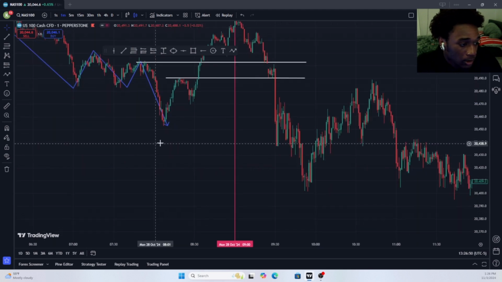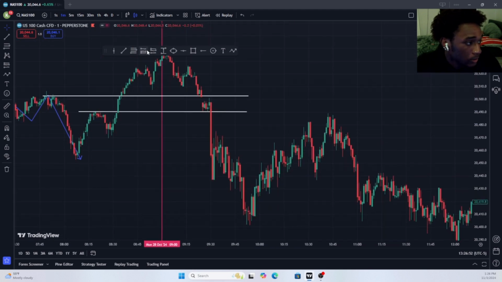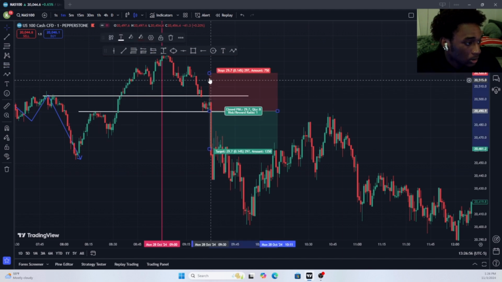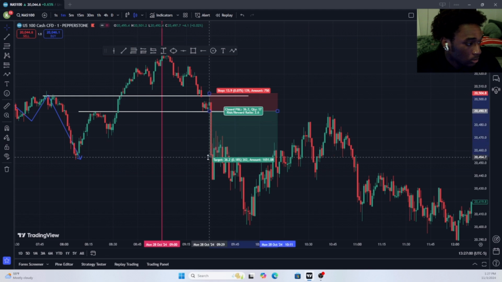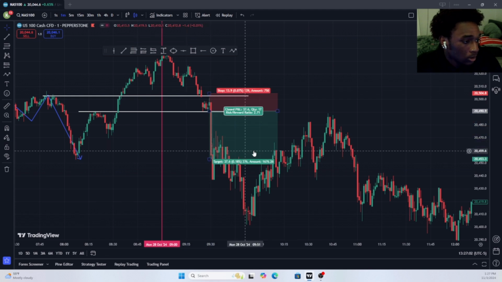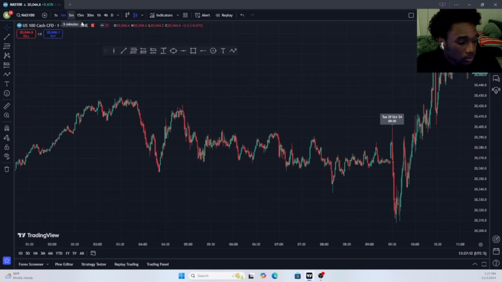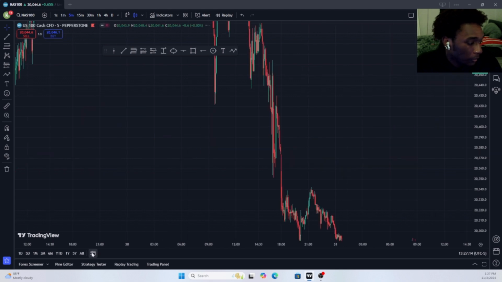So we're gonna backtest the next day. We're just gonna leave this down. We knew that we already backtested this day. Put our stop right here. We targeted 1 to 2 these lows. Same thing right here. Go on the 5-minute time frame.